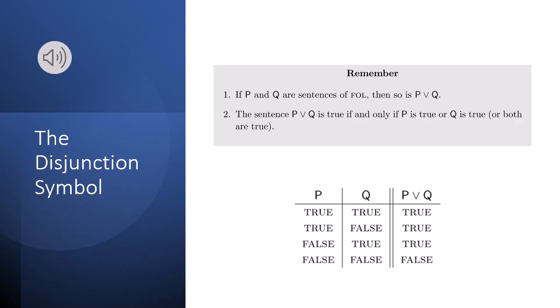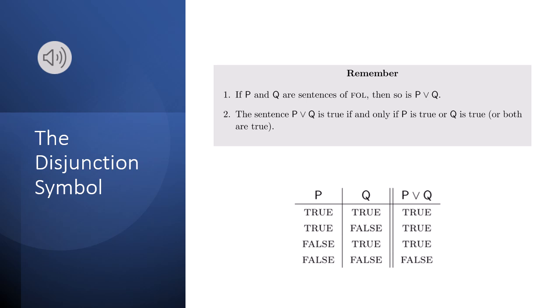There's also something called the exclusive or, which gets marked as false if both P and Q are true. But here, when we refer to the disjunction symbol, we are allowing for the possibility that both P and Q are true. And so you can see that information here in the truth table. Again, we have four rows for the various truth values of P and Q. And if one or both of P and Q are true, then you write a true there. And the only time you get a false in that final column for the disjunction is if both P is false and Q is false.